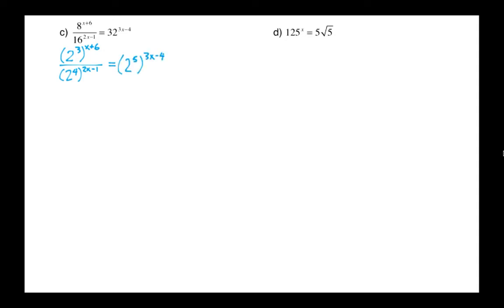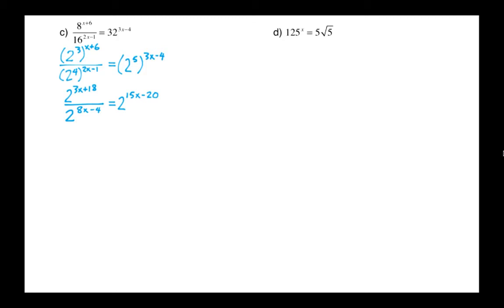So from here, what I need to do is use my laws of exponents to simplify both sides of the equation. So I'm going to do as I did before. I'm going to do 3 times x plus 6. So that gives me 3x plus 18. I'm going to do 4 times 2x minus 1. That gives me 8x minus 4. And I'm going to do 5 times 3x minus 4, which is 15x minus 20.